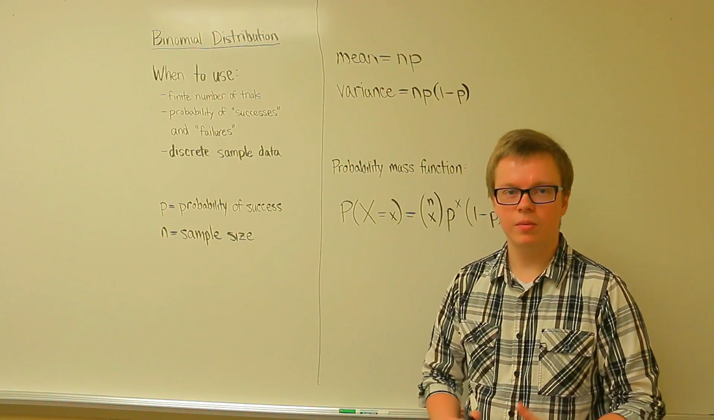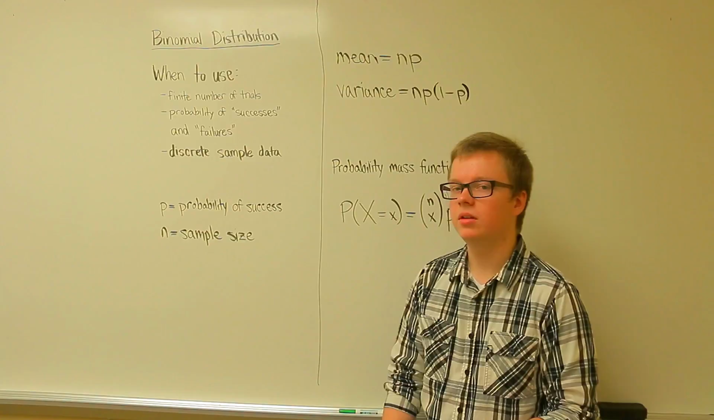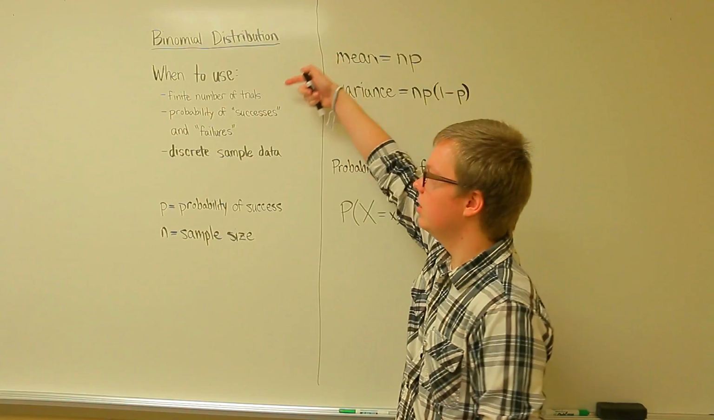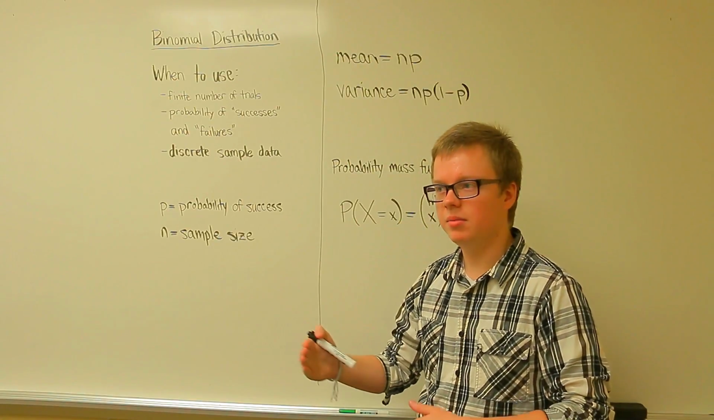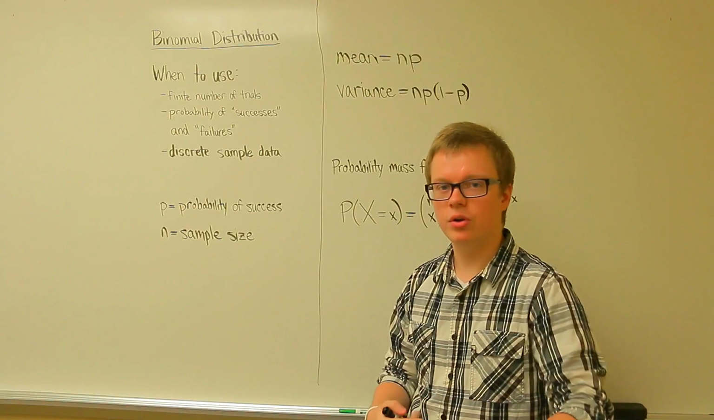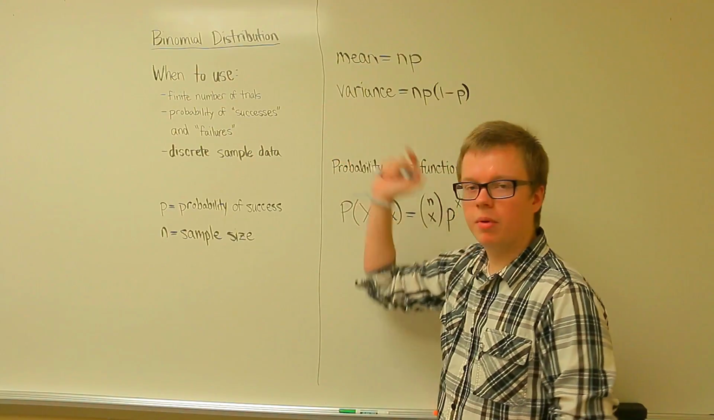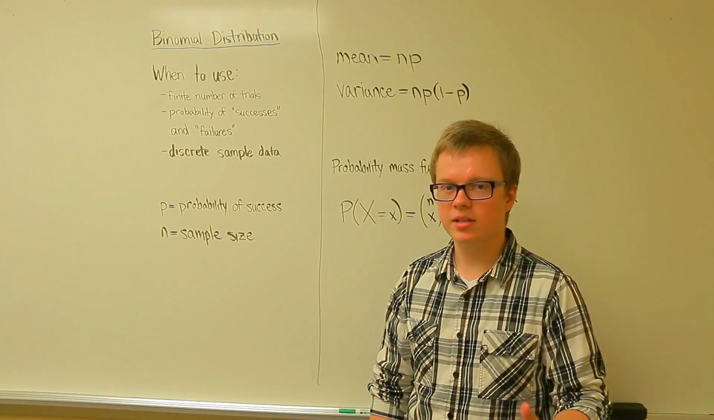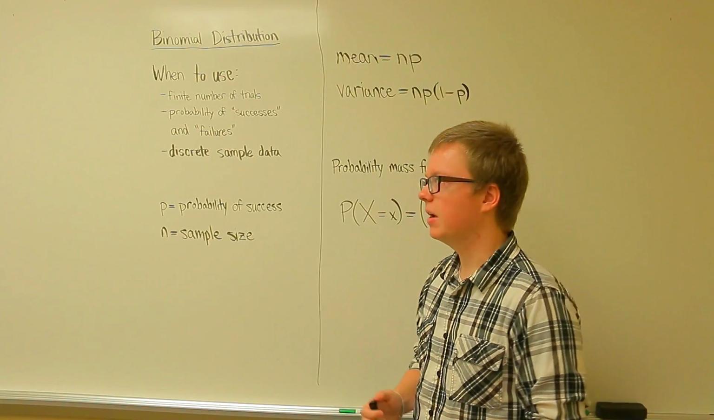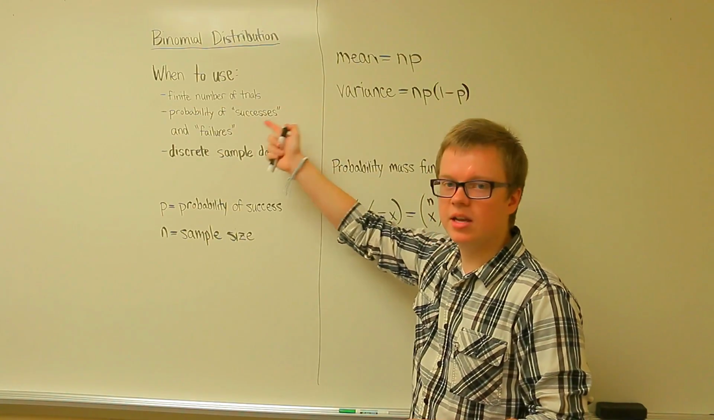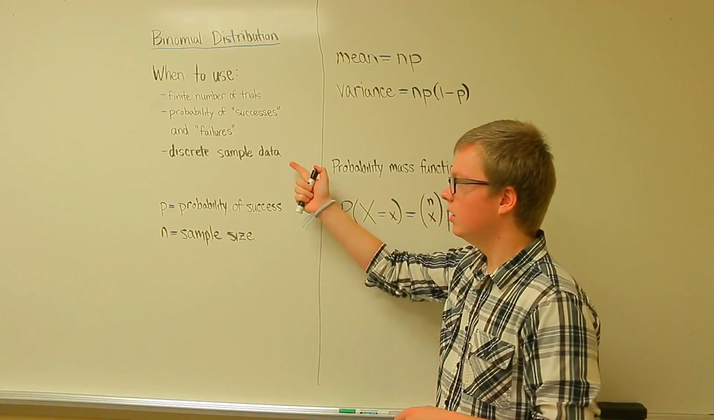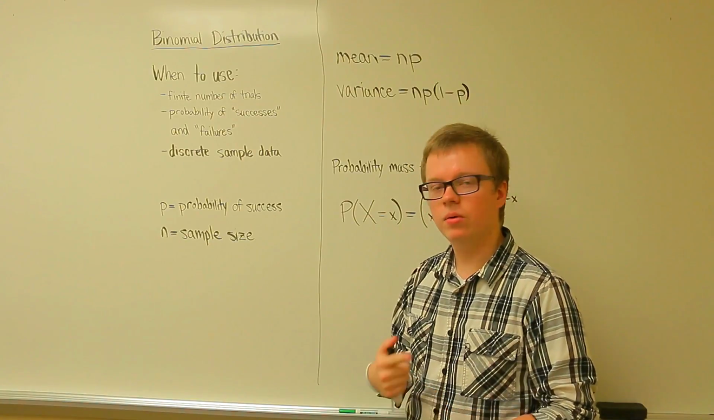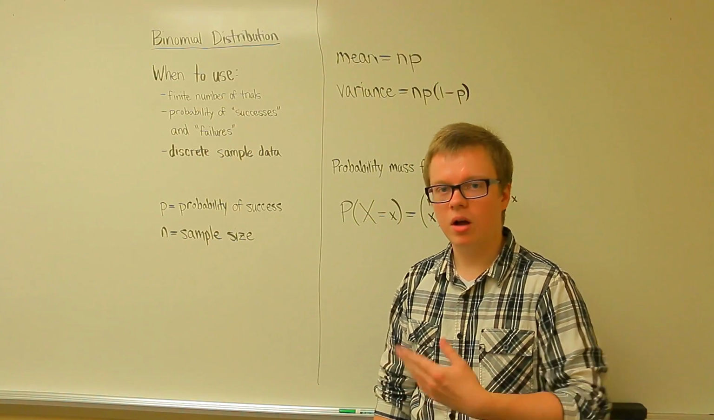So our first question is, we want to know when to use the binomial distribution, and there are generally three things that you need to have when you're using it. You need a finite number of trials. This can be like a number of people who you're asking a question. You need a probability of "successes" and "failures," and I put those in quotation marks because a success isn't necessarily good and a failure isn't always bad. It just basically means yes or no. It's like you're asking a yes or no question. And you need discrete sample data, and discrete just means you can count the number of people or observations.